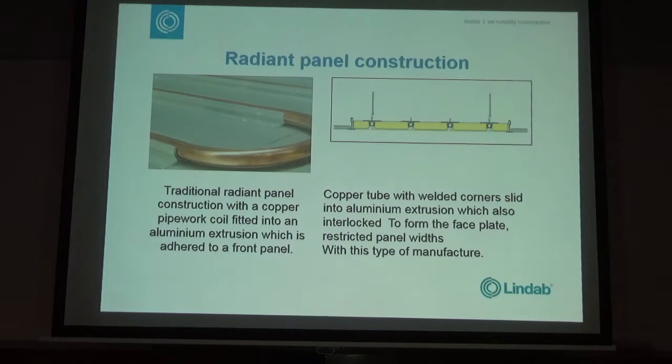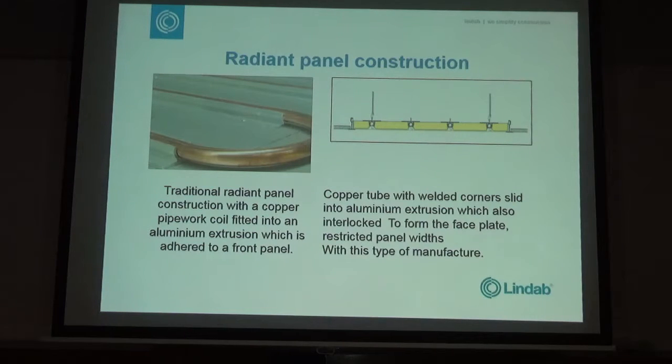There's a few things that are worth noting about that. One of them is aluminium is a better conductor, so generally aluminium is a better material than steel. There are a few people who do steel out there, but generally aluminium is going to give you a higher heat transfer, so better efficiency. The aluminium extrusion is adhered to the back of the panel. People use all sorts of ways of doing that, heat conducting tape, all sorts of stuff. And then your pipework goes into your extrusion.